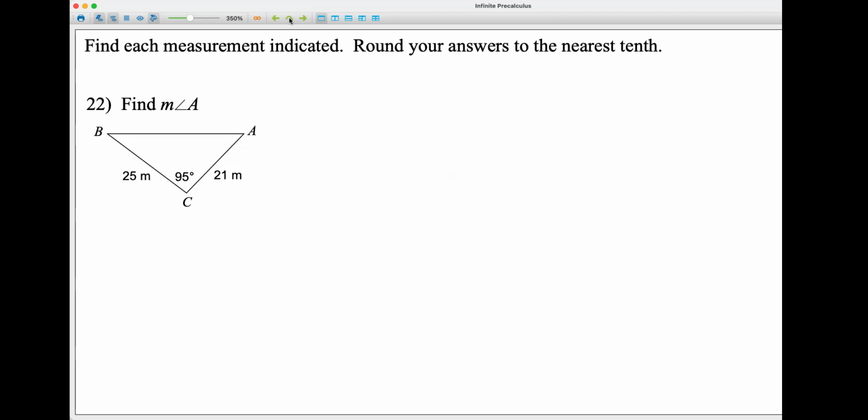So let's solve for little c first. Little c squared is equal to the other two sides squared, so 25 squared plus 21 squared minus 2 times 25 times 21 times cosine of 95. And just type that whole thing in your calculator as it appears, and it'll give us little c.